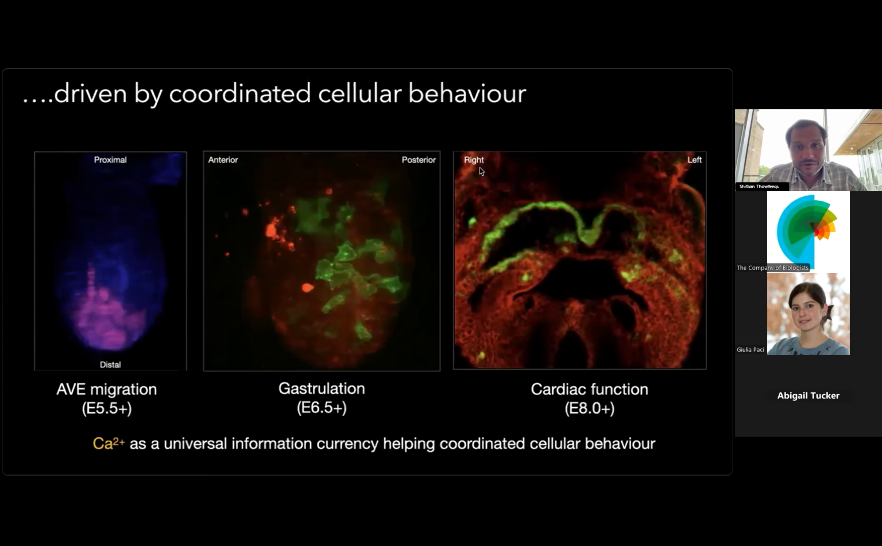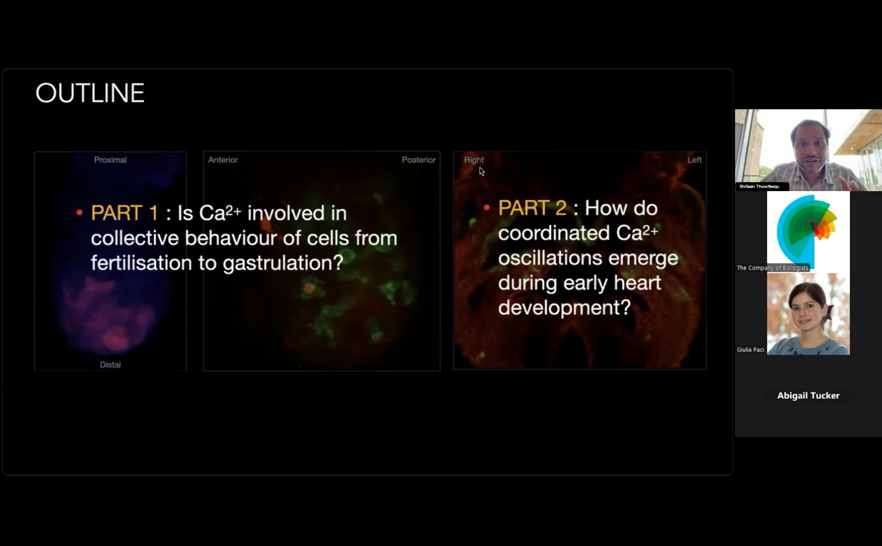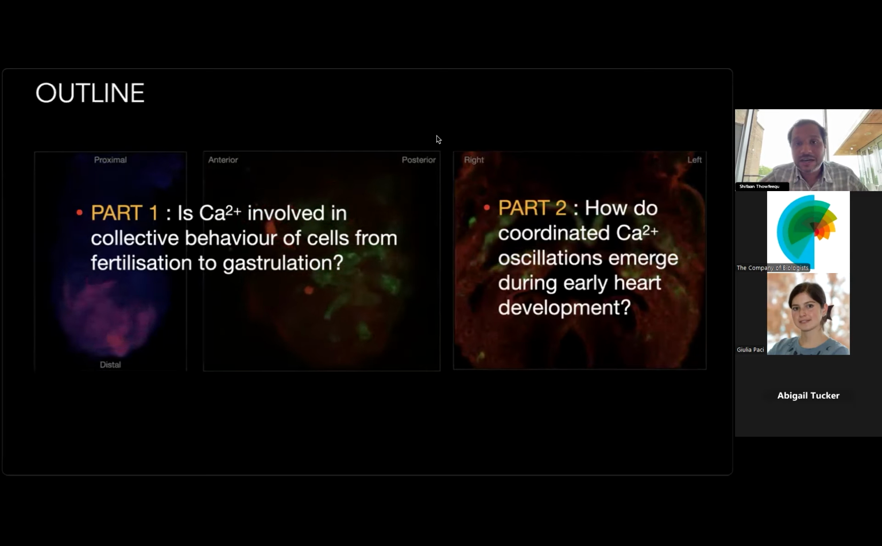So in this talk, we'll cover quite a wide range of development. But in the first part of the talk, I'll try and focus on these early stages, asking the question of whether calcium is involved in coordinating collective cell behaviors, starting from fertilization and ending at gastrulation. And in the second part, I'll turn my focus onto the heart and see how calcium oscillations emerge in the heart and how as the heart starts to function.